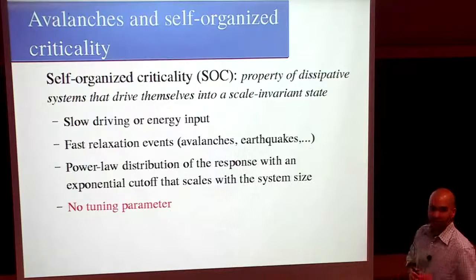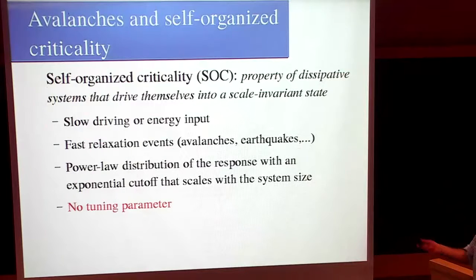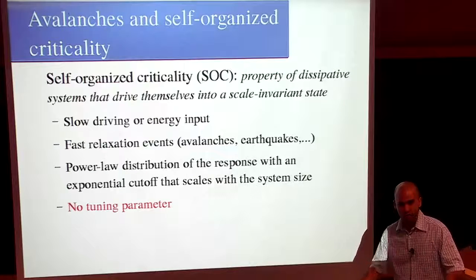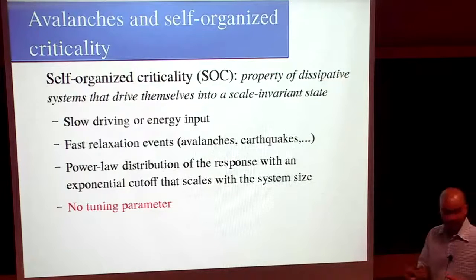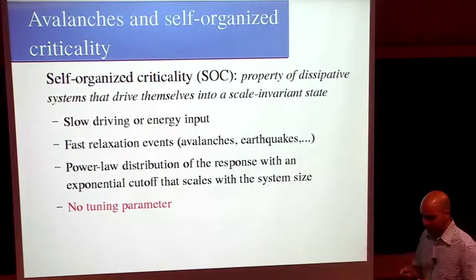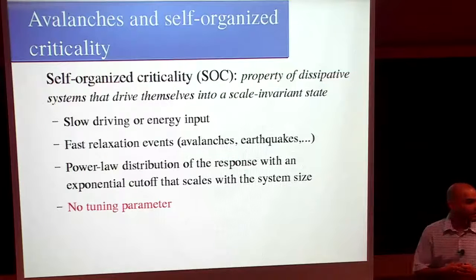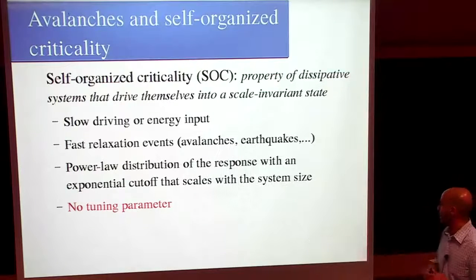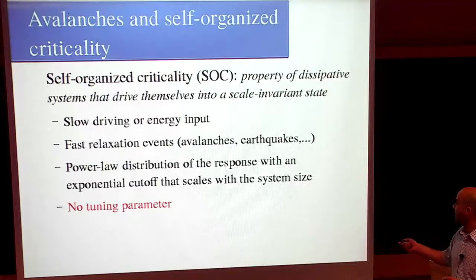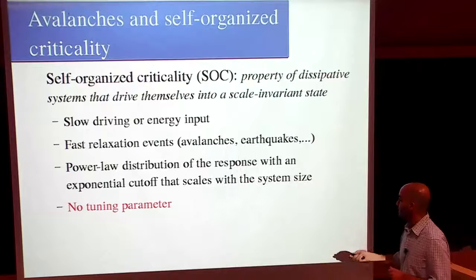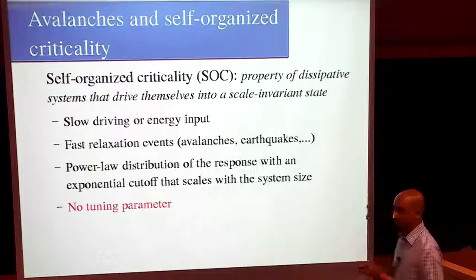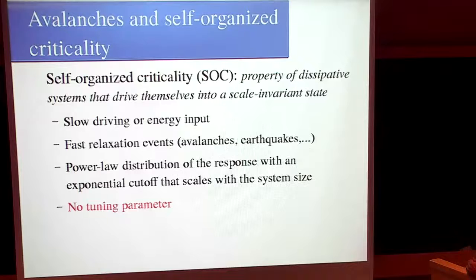But here the important thing is that we can slowly drive a system, and then the system will have fast relaxation events, and these relaxation events can be counted as avalanches, and the distribution of these relaxation events will display a power law distribution, with an exponential cutoff that scales with the size. And these features are displayed without tuning any external parameter. So that's an important feature for self-organized criticality.